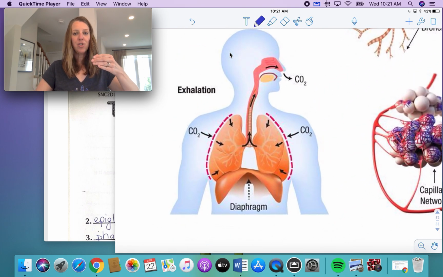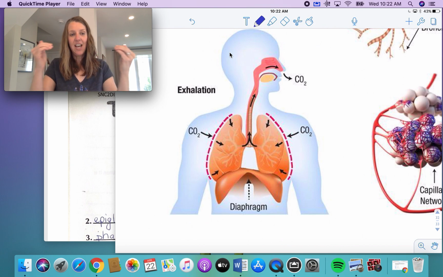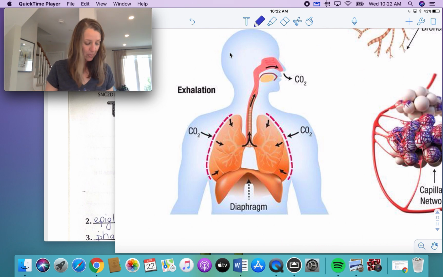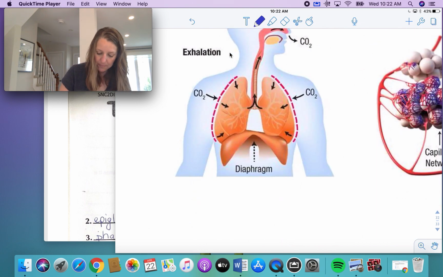What happens? Your diaphragm relaxes, your muscles between your ribs relax, and those 2 components cause your lungs to squeeze together, less volume, greater pressure, and now the air from inside of your lungs will come out of your mouth. And the air that is exhaled has a greater concentration of carbon dioxide. All right, that's essentially what happens when you inhale and exhale. Now, I had another little note at the bottom here.